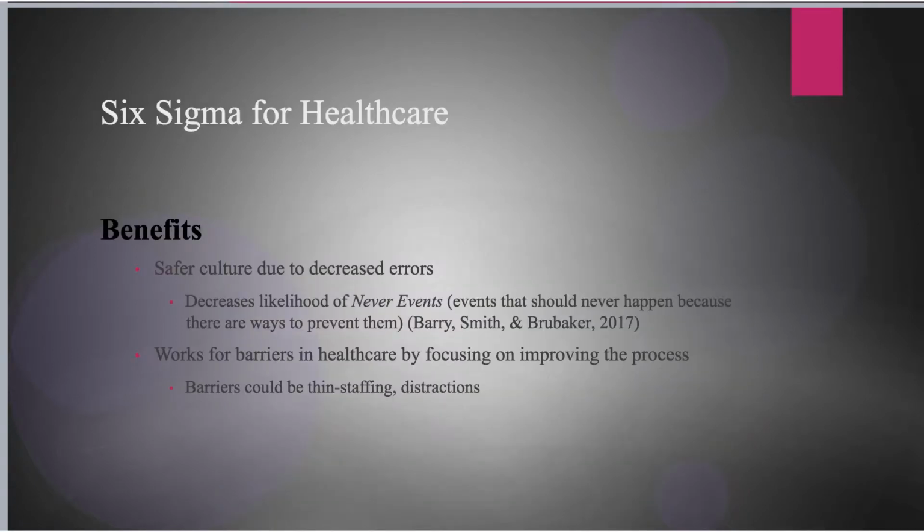Benefits of Six Sigma for healthcare include a safer culture due to decreased errors. The Six Sigma way focuses on decreasing defects in a process. This could be applied to healthcare as decreasing the likelihood of never events. To account for healthcare staff being human and having the potential to make errors, it is important that we focus on improving the process to decrease the likelihood of those errors, because humans will make mistakes.